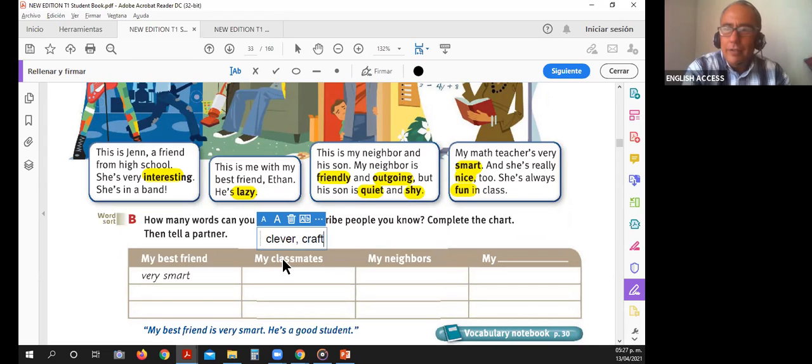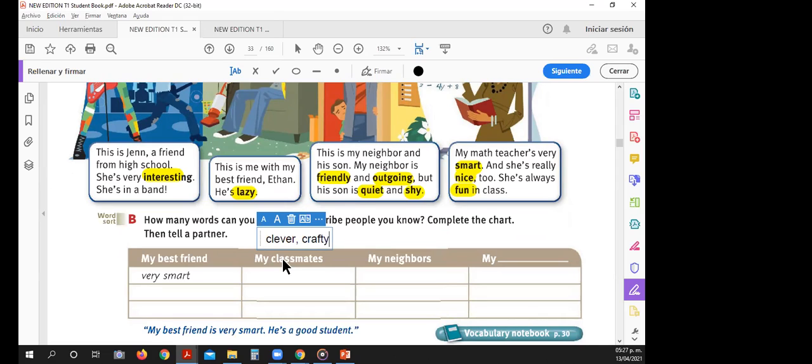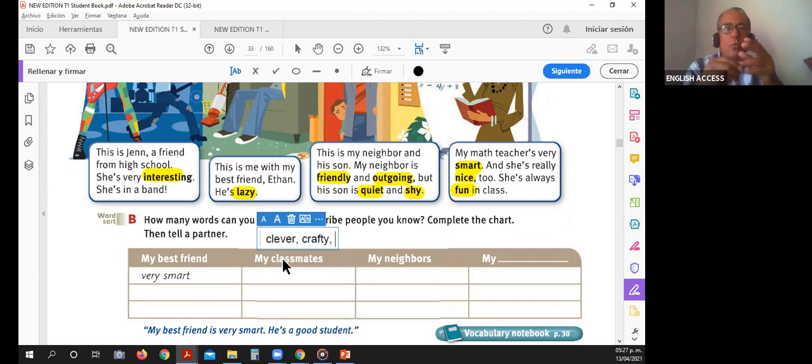Crafty, like this. Yes. Crafty, I think, means more that he's able to do things with his hands or her hands. Crafty means he has the ability to do many things. Tiene la habilidad de hacer muchas cosas. But this is a good word, yes. Crafty describes the personality of someone that likes to do things around the house. Very good. Clever is similar to smart or intelligent.